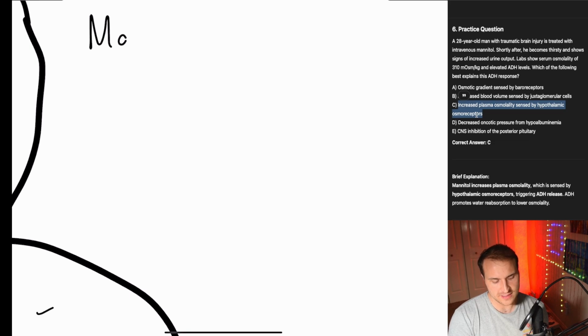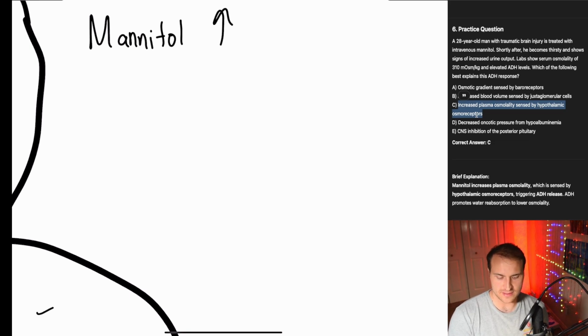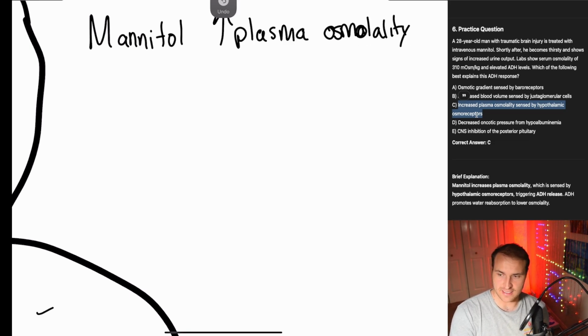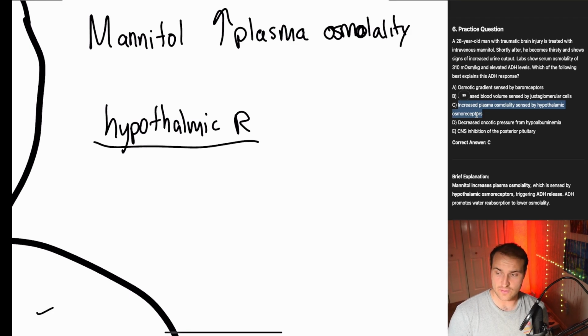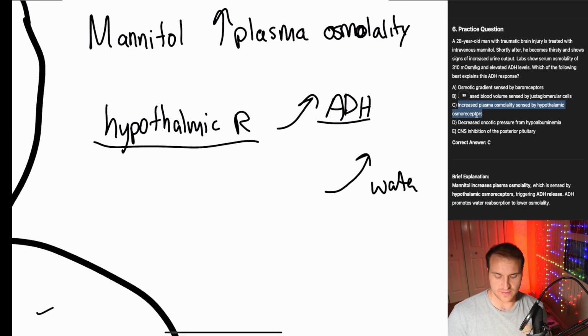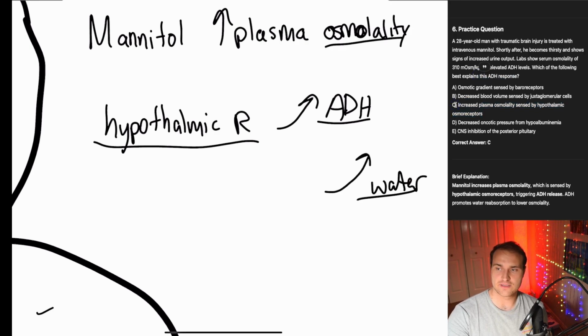So what I need you guys to know is that mannitol increases plasma osmolality as sensed by the hypothalamic receptors, which are like, ooh, look at that osmolality. Let's trigger some ADH release. Antidiuretic. Why? Because we can get more water reabsorption. We can deal with that osmolality. That's why we get the ADH response in this question, because mannitol increases the plasma osmolality. That's what it does. And boom, it's that simple.